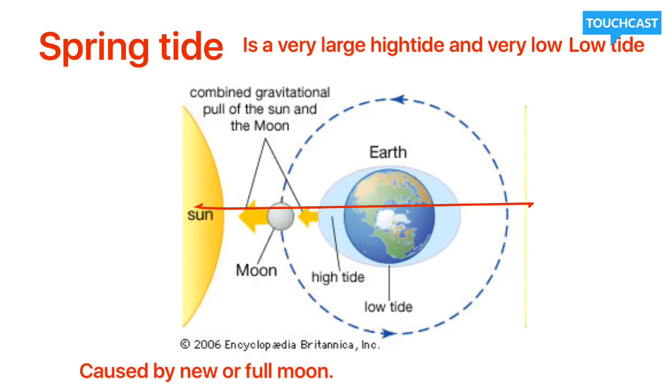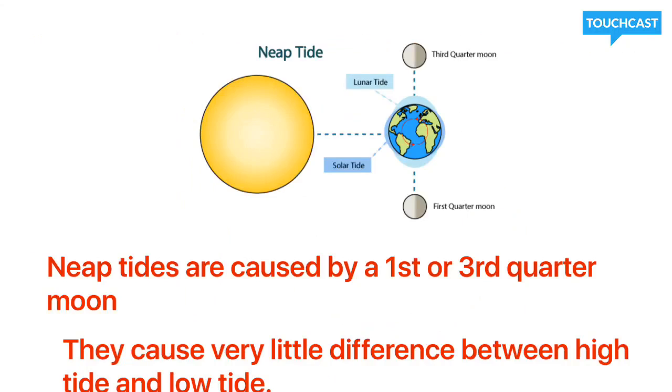Alright, so we'll go ahead and look at a neap tide. A neap tide is basically when there's very little difference between a high tide and a low tide. Basically, there's not going to be a lot of change. There will be maybe a 2 or 3 foot difference between the high tide and the low tide. And they're caused by quarter moons.